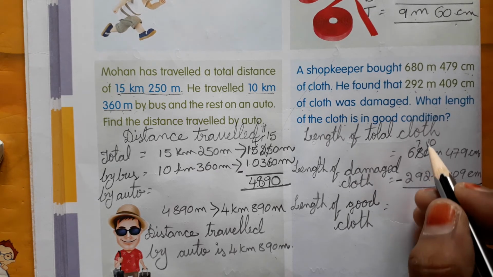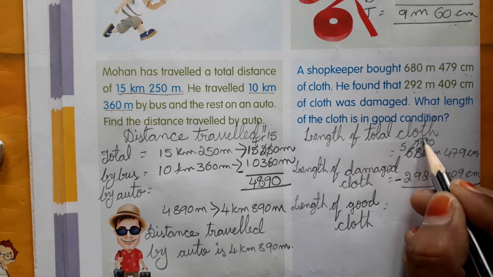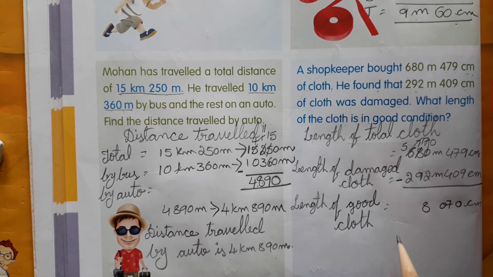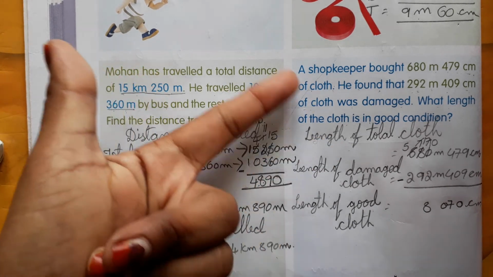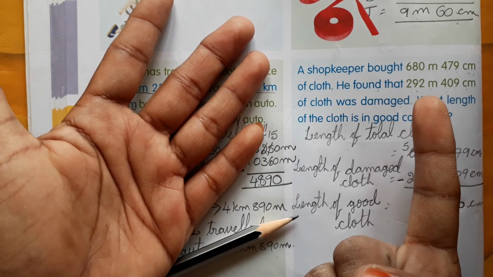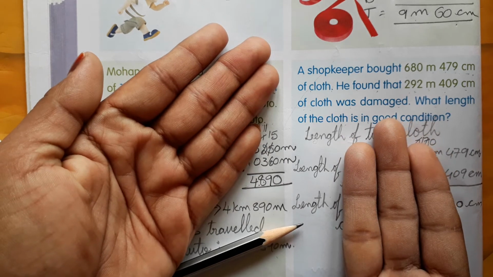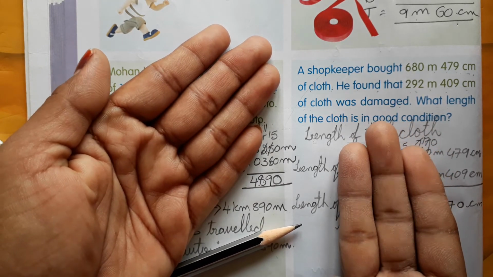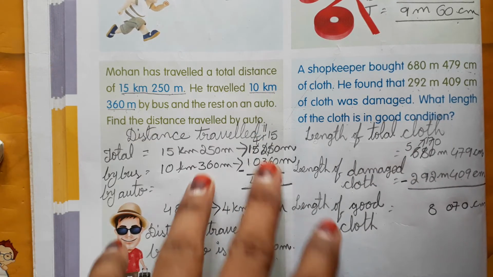7 minus 9, not possible. Again get borrow. 6 becomes 5. 7 becomes 17. 17 minus 9, count 9 after up to 17: 9 after 10, 11, 12, 13, 14, 15, 16, 17. How much? 17 minus 9, 8.